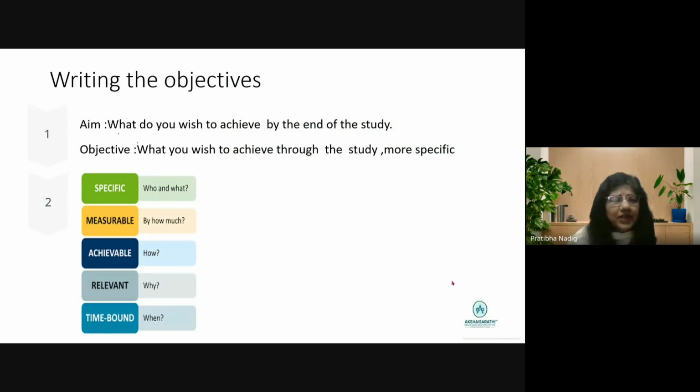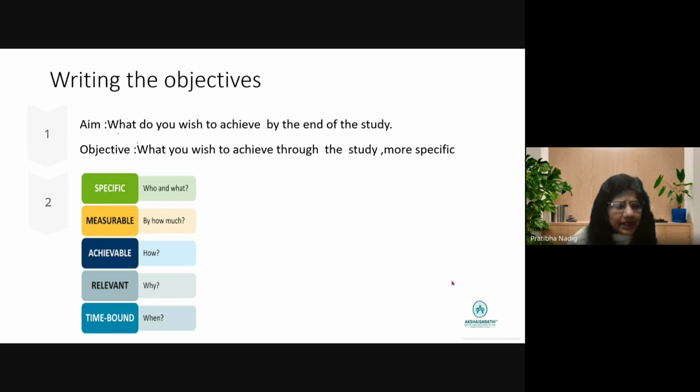Now we write the objectives. What do you wish to achieve by the end of the study? The aim is what you wish to achieve through the study. That is the objective. It should be very, very specific. So specific means the objectives should follow what is called the SMART criteria.